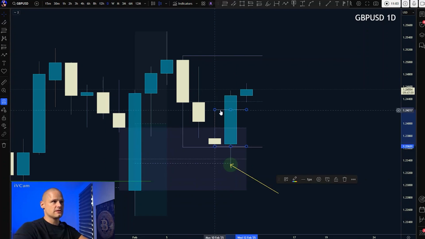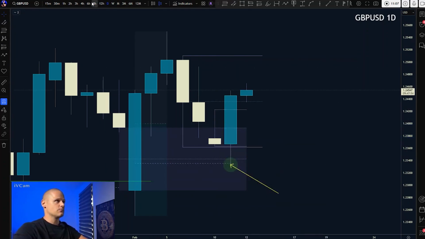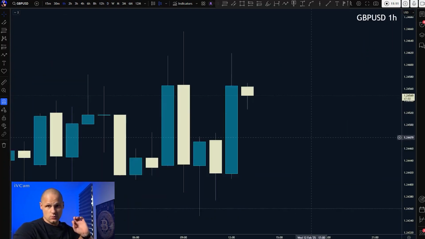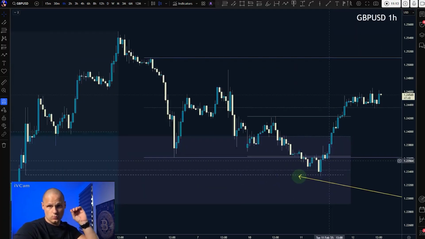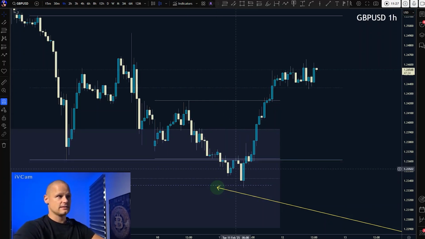So let me change the color for the Monday range to this one. It's visible, right? Let's go to the 1 hour, because if we're trading the daily range, we need to trade from the 1 hour, right? And here we can see the Monday has closed, then the Tuesday is opening. This is the night, this is Asia. During Asia the price is dropping, and then you can see the price drops lower. Big down candle, right?